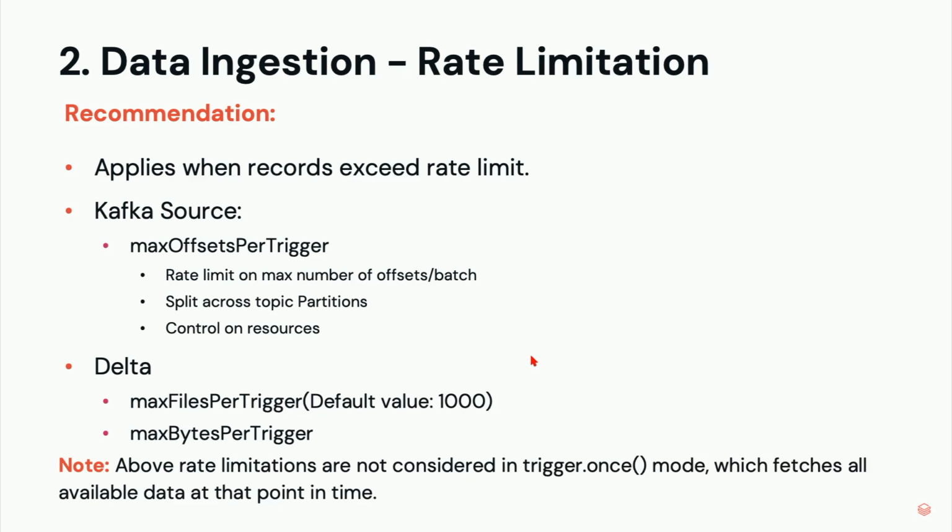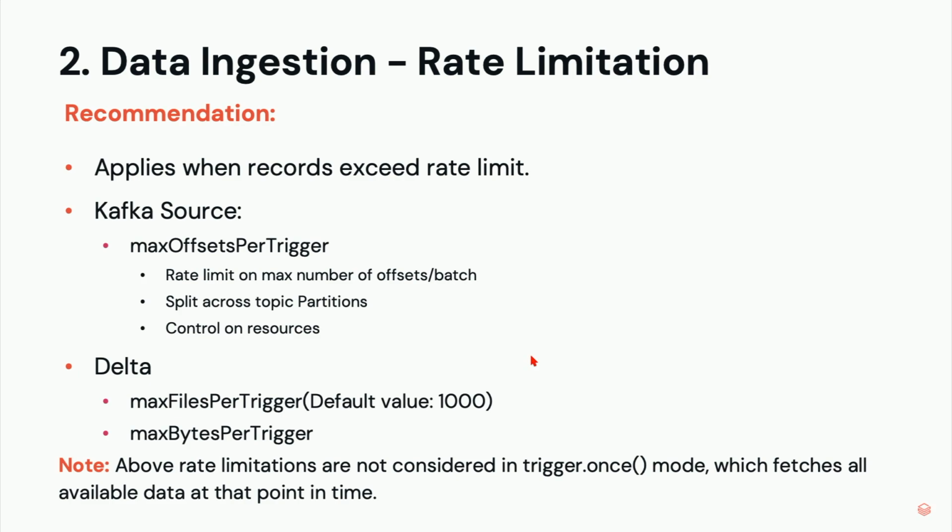If you're going with this approach and there are n Kafka partitions, the limit will be split across the different partitions, so there won't be any uneven distribution while fetching the data. And moreover, the biggest advantage is controlling the resources. Even if you have smaller resources, you can go with these rate limitations to come up with proper batch durations. And with respect to Delta, there is max files per trigger and max bytes per trigger. If you're using both max bytes per trigger and max files per trigger, whichever is reached first will be used.